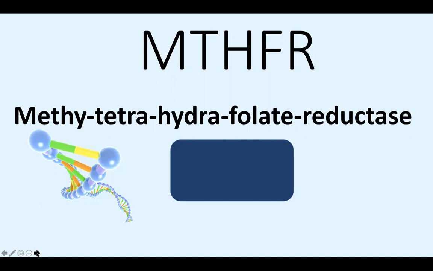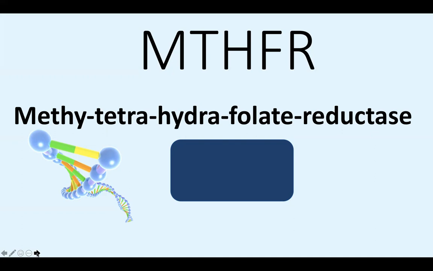And basically, this is a gene that produces an enzyme called MTHFR reductase. And this enzyme is responsible for metabolizing folate, which in turn is essential for converting homocysteine to methionine. Homocysteine is a necessary amino acid that plays an important role in metabolism, but high levels are related to a higher risk of coronary artery disease, stroke, and peripheral vascular disease.